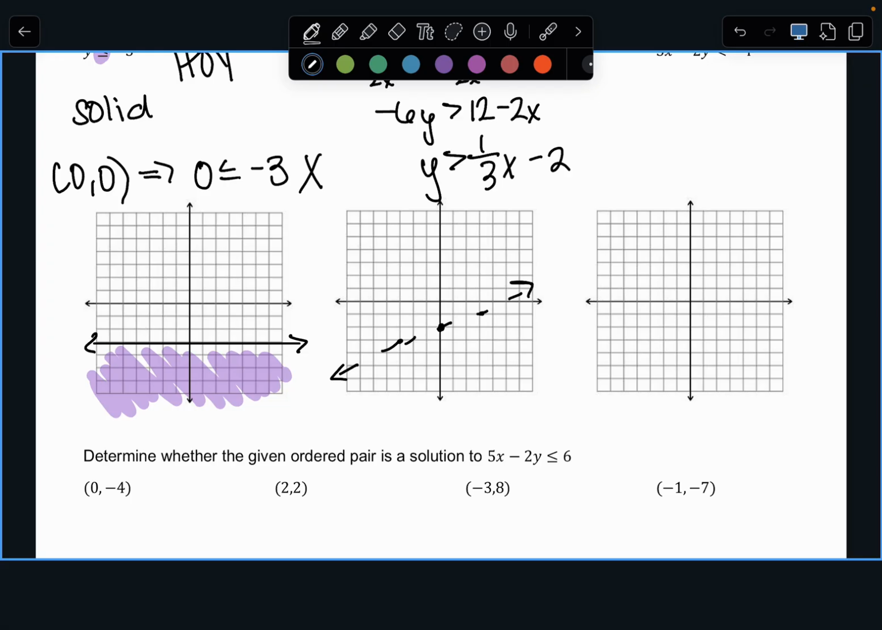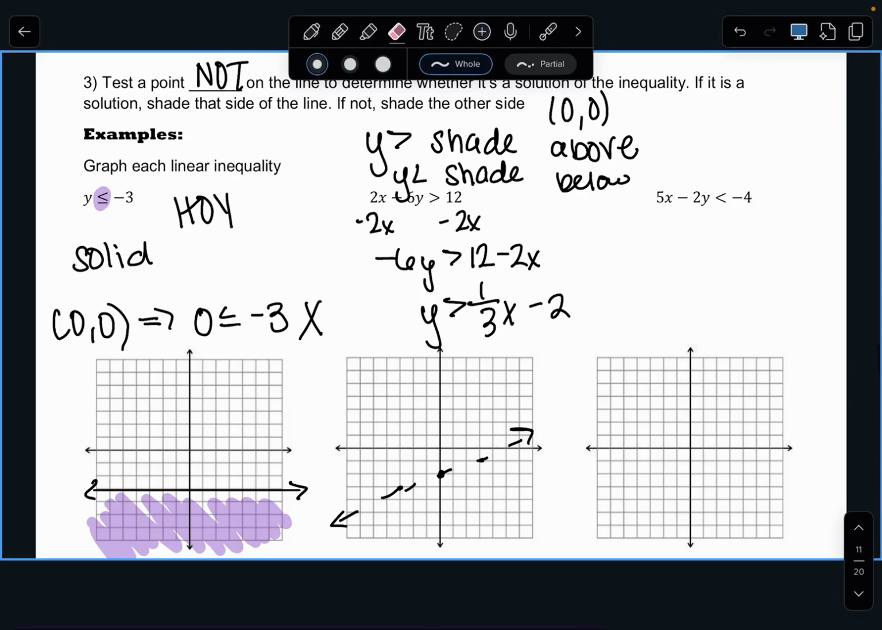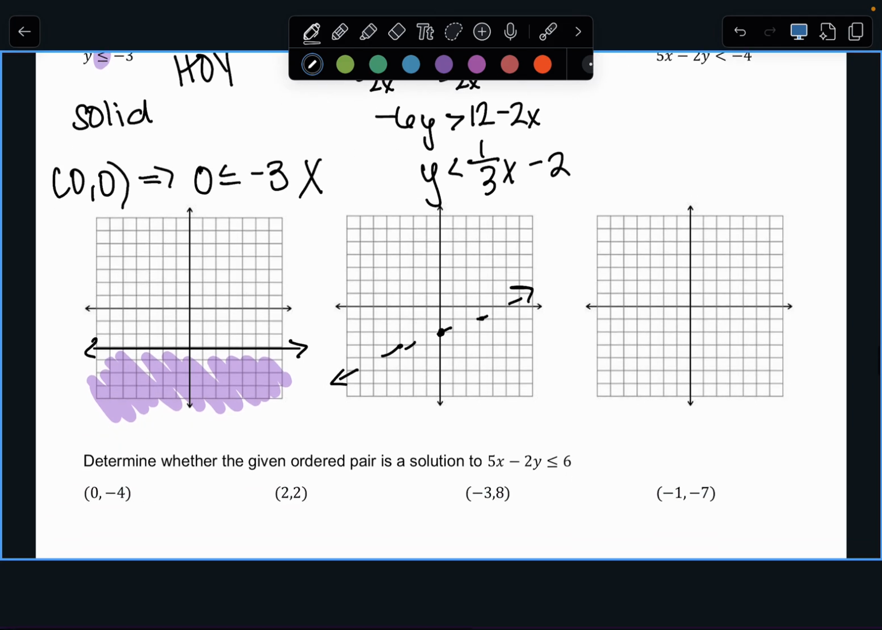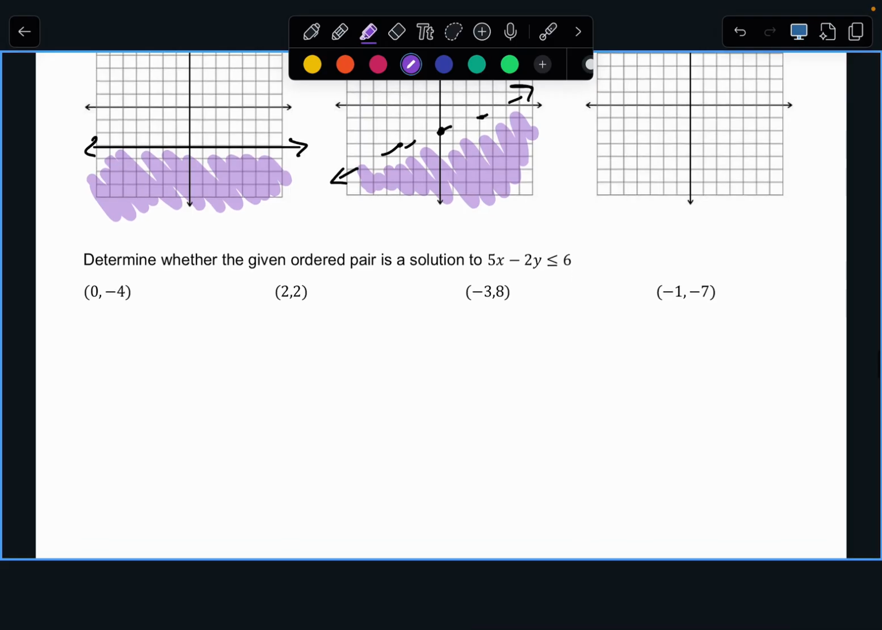That's not a very straight line, but you get the gist. It's y is greater than, so do I shade above or below? Whoa, wait a minute. It's less than. I said I was going to flip my sign, and I didn't. There we go. Y is less than. So is it above or below? Below. Perfect. Questions on that one? One more example, and then we'll do an activity.